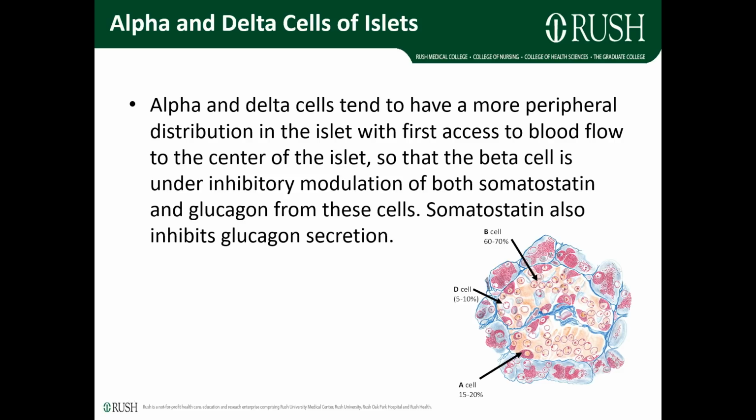Alpha and delta cells tend to have a more peripheral distribution in the islet, and they have first access to blood flow to the center of the islets. This arrangement, as seen here in this picture, allows beta cells to be under inhibitory modulation of both somatostatin and glucagon from alpha and delta cells, which are located in the periphery. At another level of control, somatostatin also inhibits glucagon secretion.